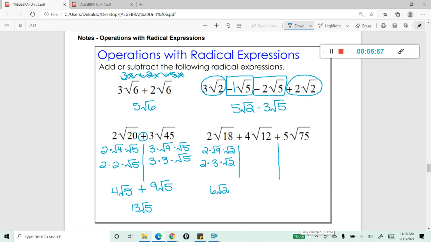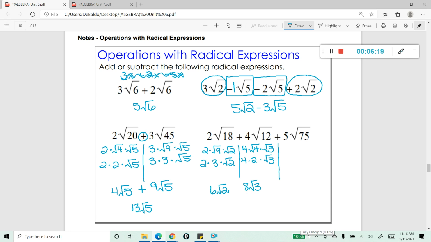Let's go ahead and do the center one, 4 root 12. So that breaks into 4 times root 4 times root 3. I can keep simplifying. 4 times 2 times root 3. Now that everything's simplified, I can smush it together. So we have 8 root 3.